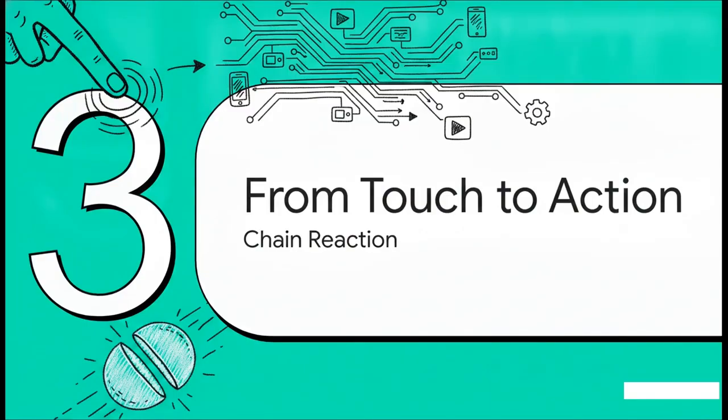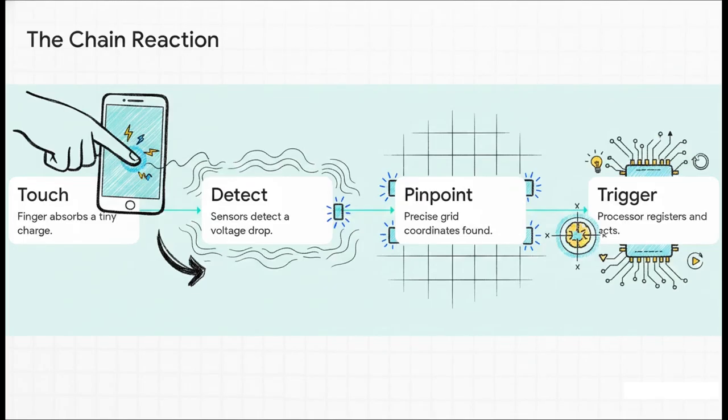Section 3. From touch to action. So, the crucial point is this exact 4-step chronological chain reaction, and it happens in a fraction of a millisecond. Step 1. Your finger touches the glass, and because you're a conductor, your finger literally absorbs a tiny amount of the screen's electrical charge at that exact point of contact. Step 2. Sensors located at the edges of the display instantly detect this slight drop in voltage. That still pool of water? It's just been disturbed. Step 3, those sensors pinpoint the exact grid coordinates on the X and Y axis. And finally, Step 4, the device's processor instantly registers that location and triggers the corresponding action.